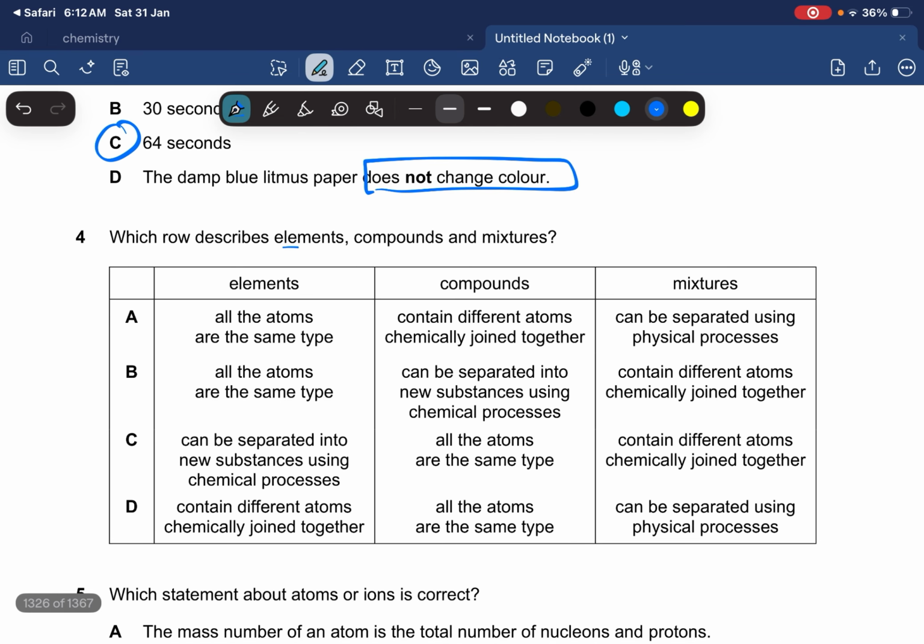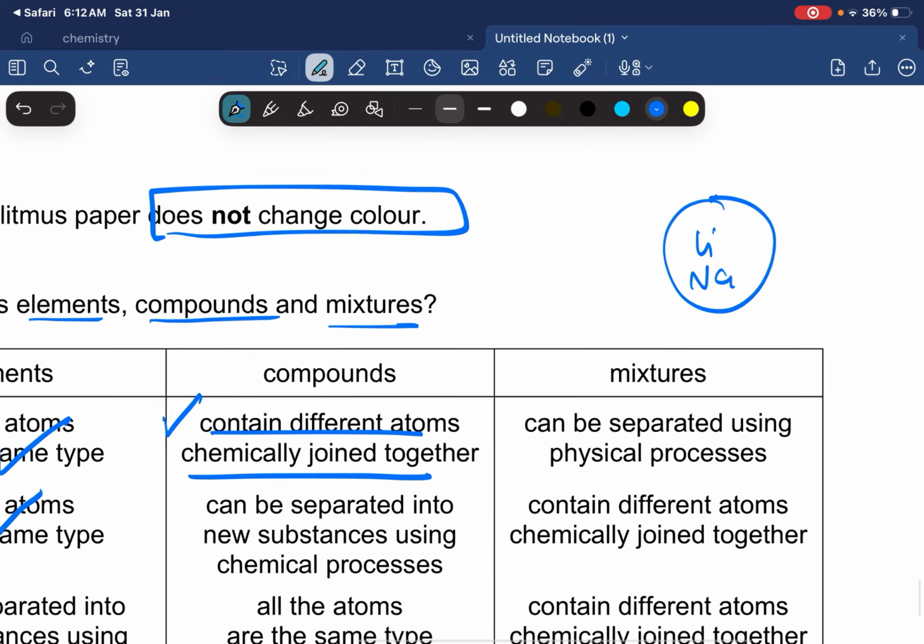Which row describes elements, compounds, and mixtures? Elements. You know, lithium is an element, sodium is an element. Why are they elements? Because they have all the atoms that are of the same type. Yeah, that's correct. Compounds contain different atoms chemically joined together. That's a very important statement in compounds, that different atoms are chemically joined together.